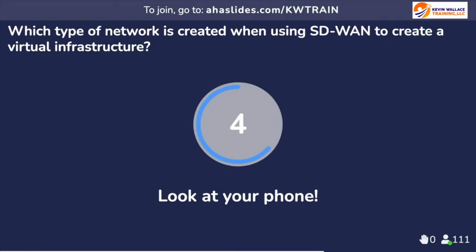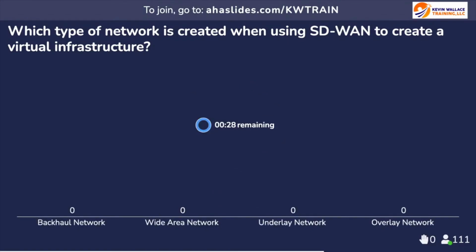What type of network is created when using SD-WAN to create a virtual infrastructure? Backhaul network, wide area network, underlay network, or overlay network?